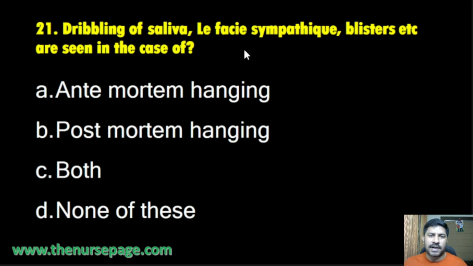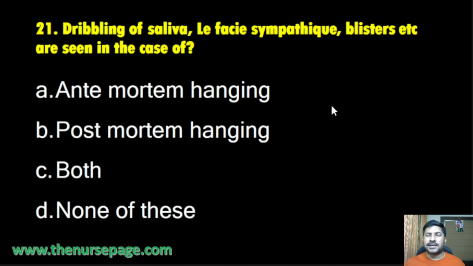Lay facial sympathetic we also discussed in the previous question. That is due to compression of the sympathetic ganglia by the knot. That side's eye will open and the pupil will be dilated. That phenomenon is known as lay facial sympathetic. So these three are seen in the case of antemortem hanging, postmortem hanging, both cases, or none of these.